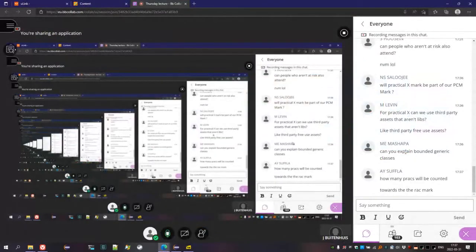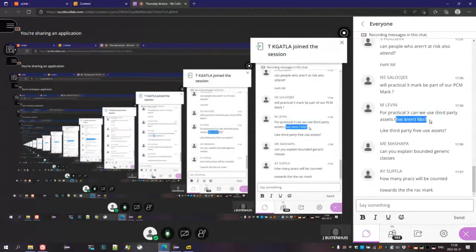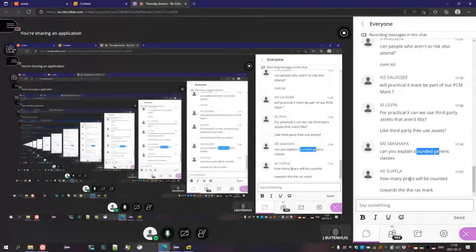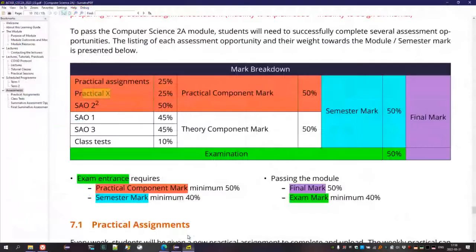Okay, so some other questions. Can we use third-party assets that aren't libraries? The only assets you're allowed to use are images, and for those images you have to have them referenced. Okay, bounded generic classes, we'll have a look at that now. And then another question I get asked, how many practicals do you count? 80% of given practicals. So if I give out 10 practicals, I count the top 8. If I give out more, it will be 80% of that number.